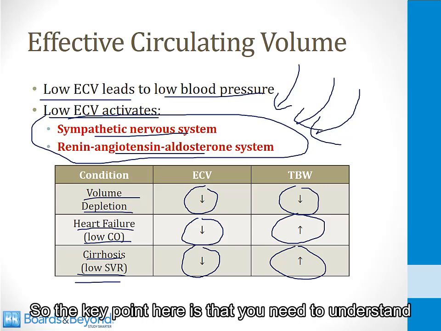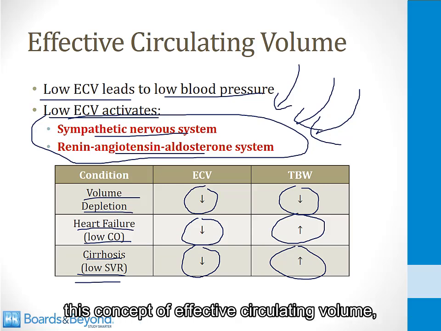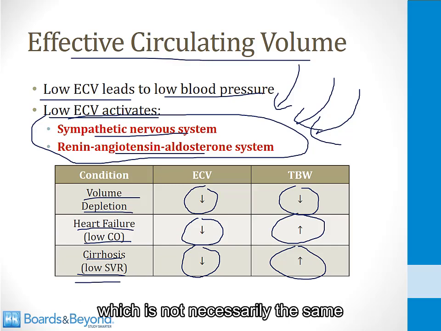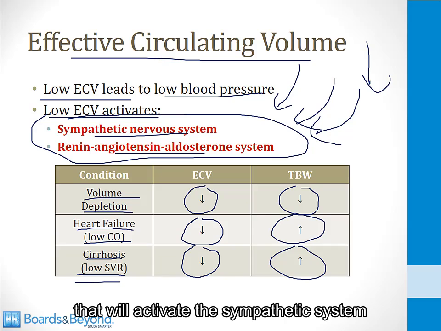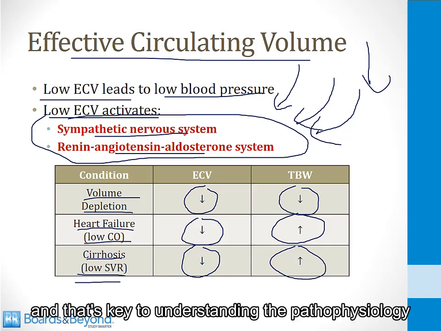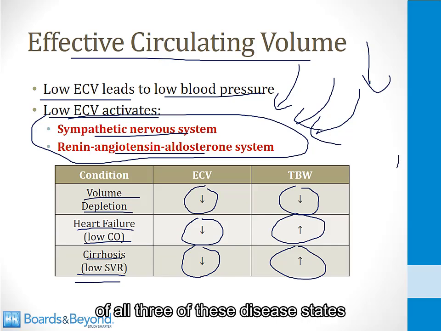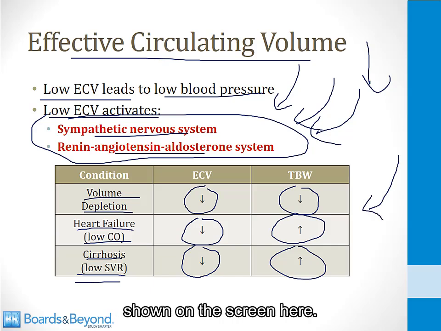So the key point here is that you need to understand this concept of effective circulating volume, which is not necessarily the same as total body fluid volume. Anytime this effective circulating volume drops, that will activate the sympathetic system and the RAS system, and that's key to understanding the pathophysiology of all three of these disease states shown on the screen here.